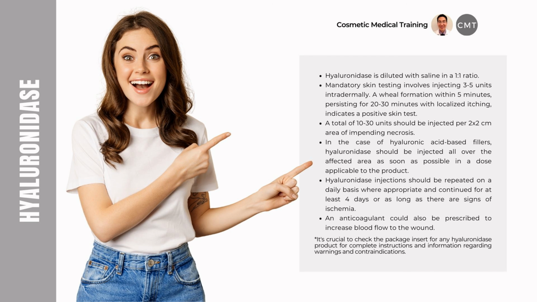Hyaluronidase injection should be repeated on a daily basis where appropriate and continued for at least 4 days as long as there are signs of ischemia. An anticoagulant such as low molecular weight heparin, aspirin, or Plavix could also be prescribed to increase blood flow to the wound. Other authors have suggested the use of Viagra to dilate the compromised vasculature.